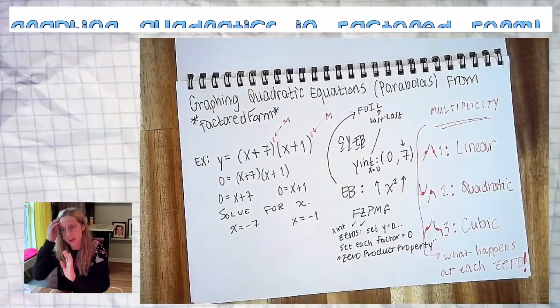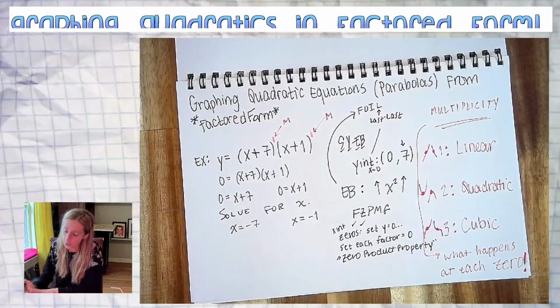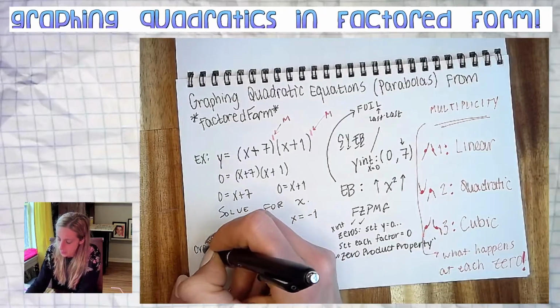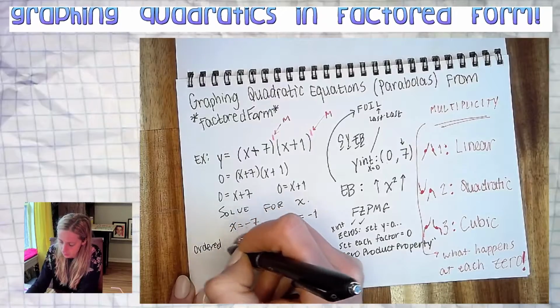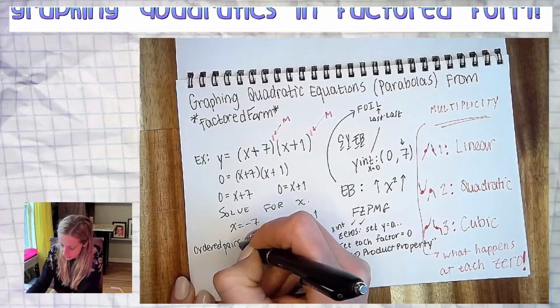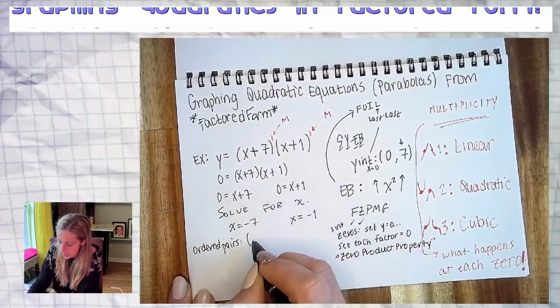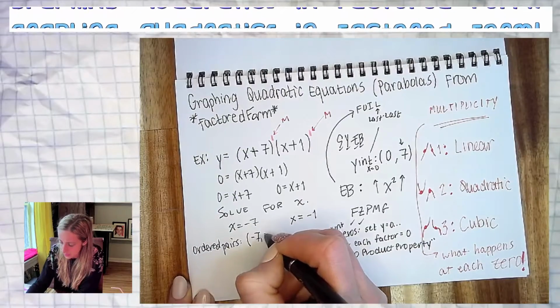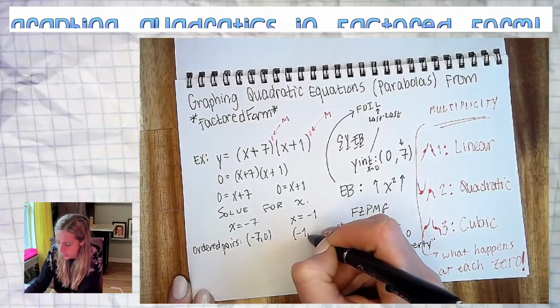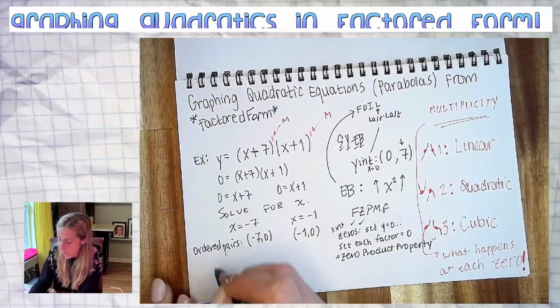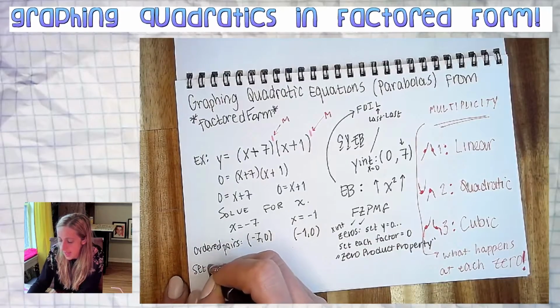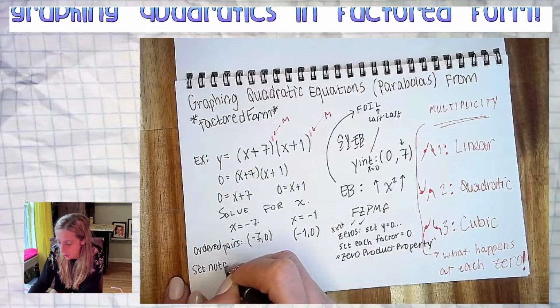Now I'm going to write my zeros or my x-intercepts two different ways. I'm going to write it first as ordered pairs, which I'm a big fan of because I think it's important we get good at that. That would be (-7, 0), and that would be (-1, 0). I'm also going to write it in something called set notation. Make sure you jot this down.